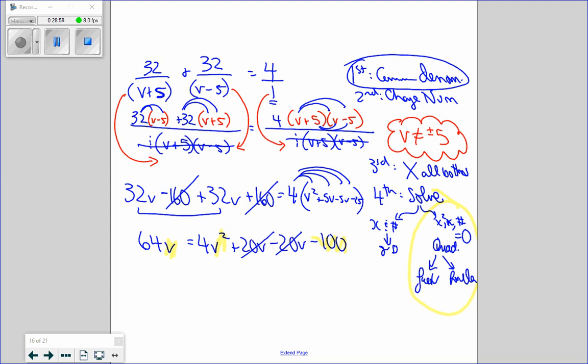So the idea behind quadratics is you have to make them equal 0. Now, you want to keep the x squared always positive. Always. So I'm going to move this guy over to here. So 4V squared minus 64V minus 100.